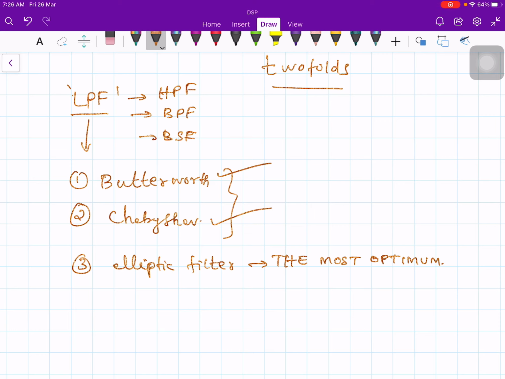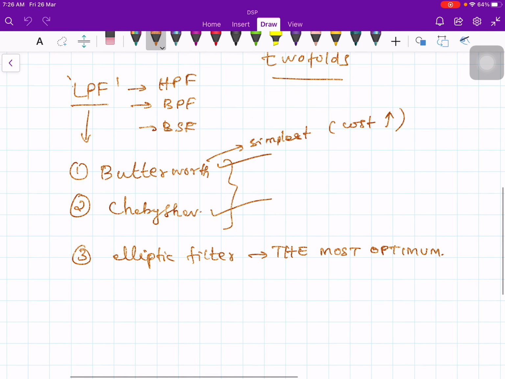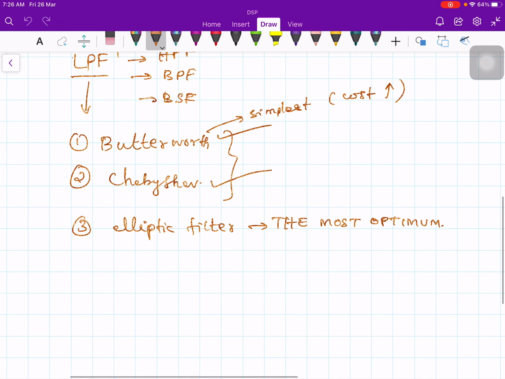Butterworth is the simplest, but it may involve a little more cost than a Chebyshev filter. We will discuss both of them. This one is the simplest, but implementation-wise the cost will be a little high. But the Chebyshev filter is a little difficult, but implementation-wise the cost may be less. Anyway, we will discuss both of them.